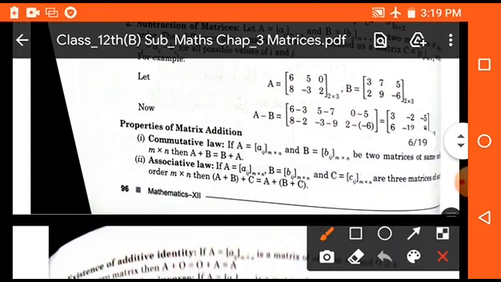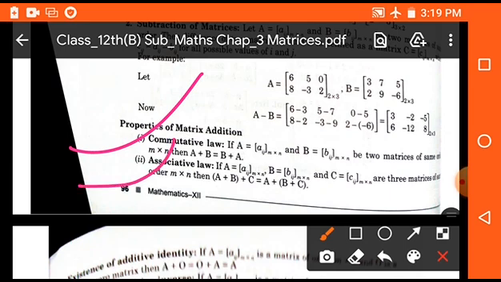Now students, properties of matrix addition. First, commutative law. In the case of matrix addition, the commutative law follows. That means if we add any two matrices A plus B, it will be equal to B plus A. So in the case of addition, matrices follow the commutative law. Next one is the associative law. In the case of addition, the associative law is followed by matrices.